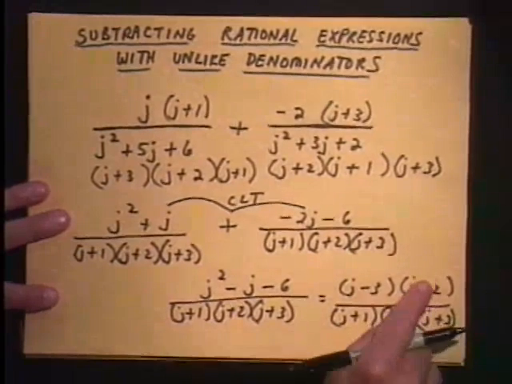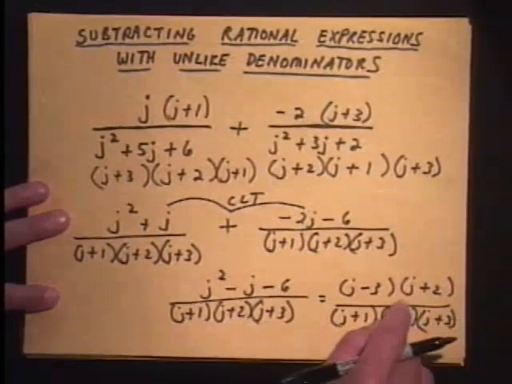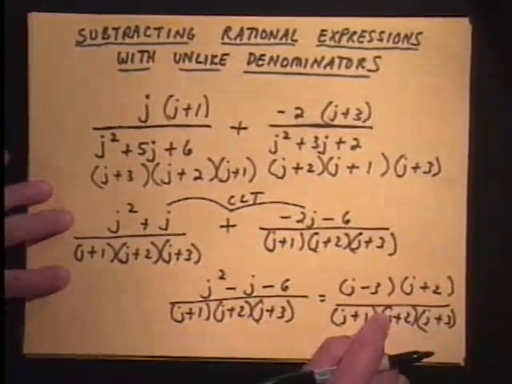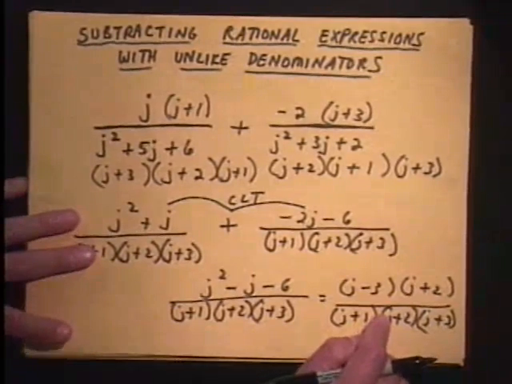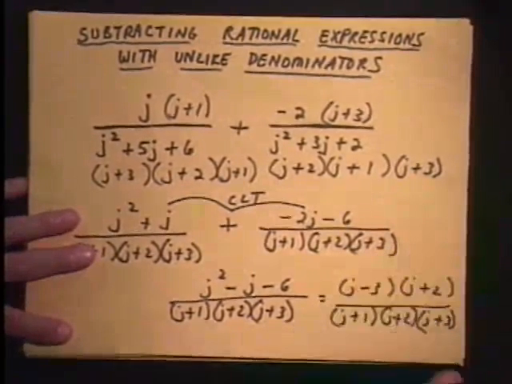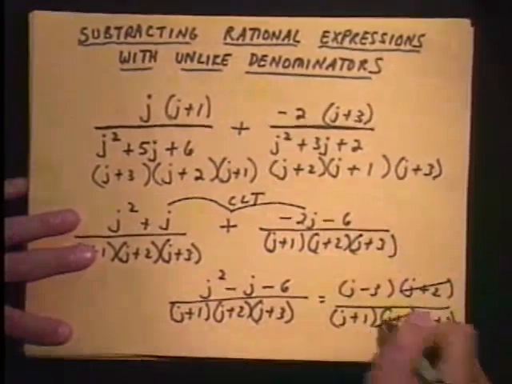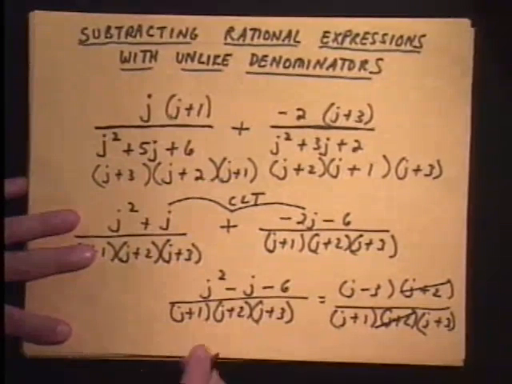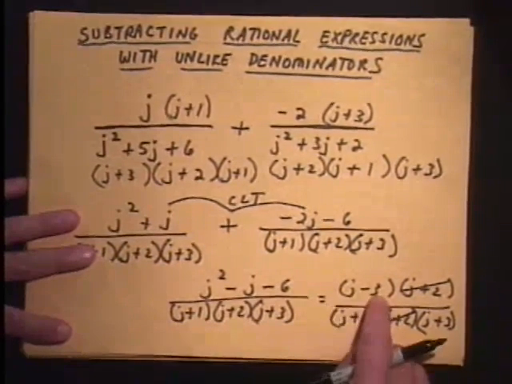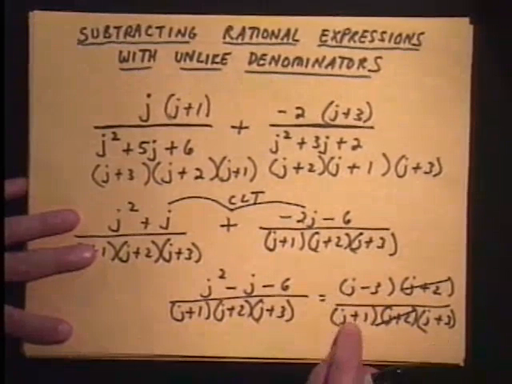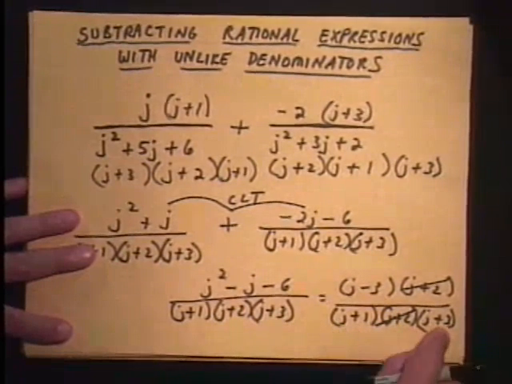So now notice we've got the j plus 2 over the j plus 2. Anything divided by itself reduces to 1. And we've got the chop going there. We can chop those j plus 2's out. All right. And then that's the final answer: j minus 3 all over j plus 1 times j plus 3.